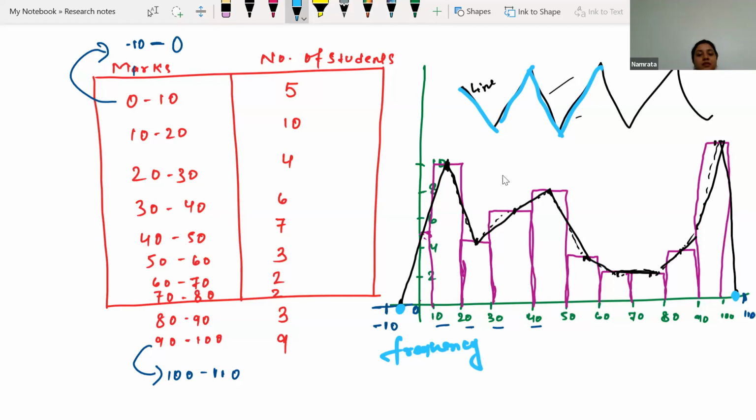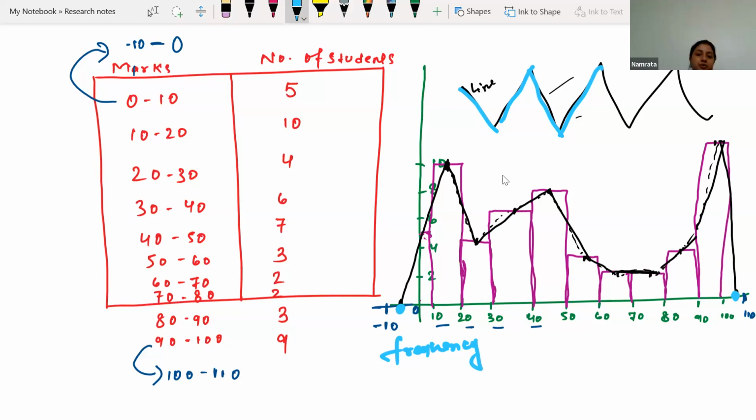Ma'am, will it be written that we have to draw a histogram and then draw the frequency polygon, or will it not be written? If it is written to draw the frequency polygon with the help of a histogram, then we are supposed to draw like this. And if it is only written to plot a frequency polygon, then it's your wish, you can use this method or the method which we are going to discuss just now.